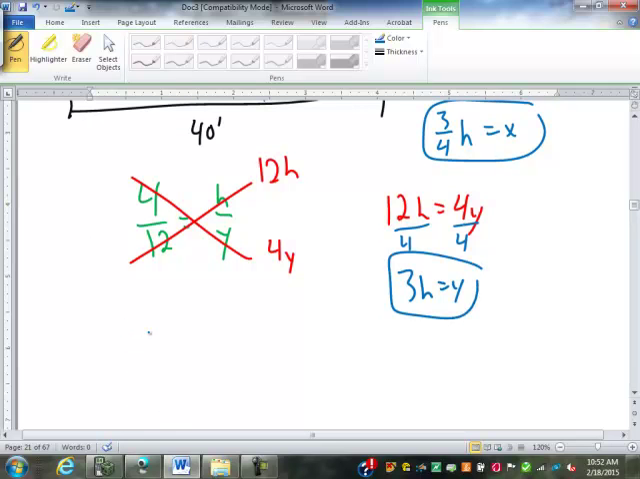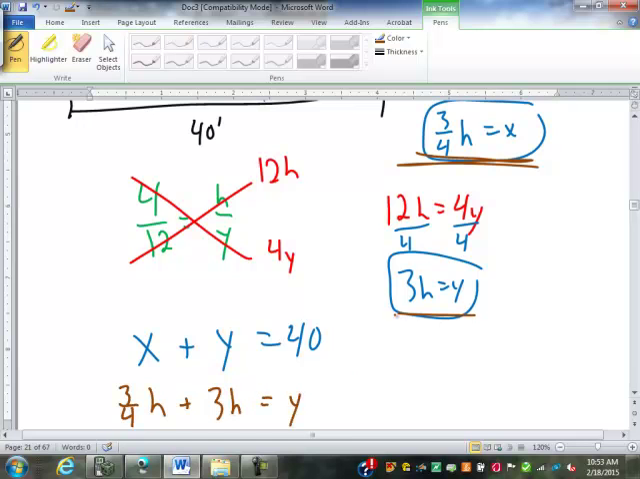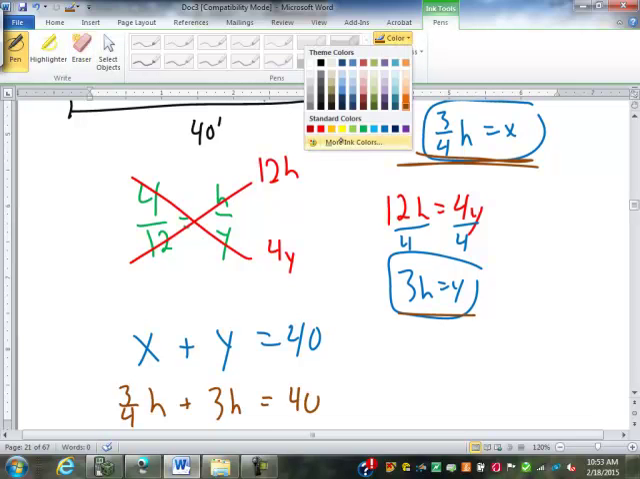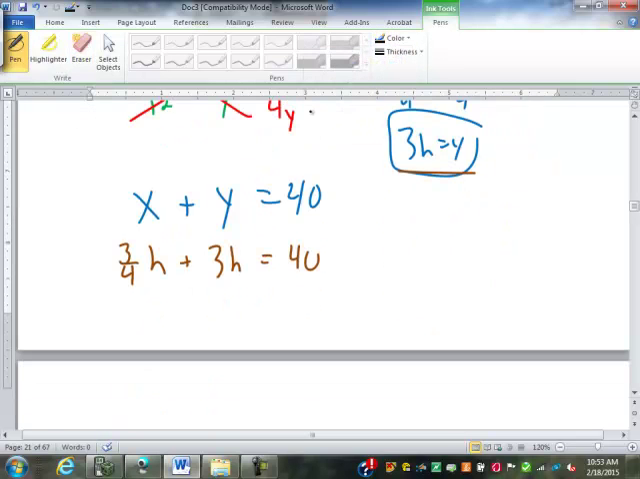And what else do we know? It is algebra. X plus y equals 40. And from there, we can fill in the 3/4 h for x. Y, we fill in 3h. Oops, and that equals 40. So we have 3 3/4 h equals 40. Dividing by 3 3/4.